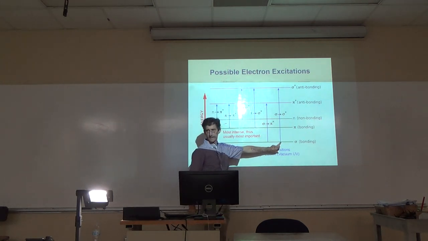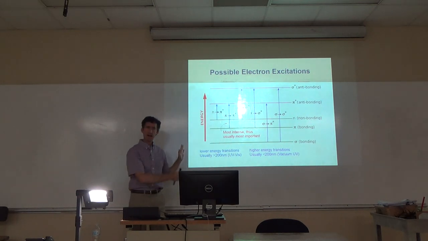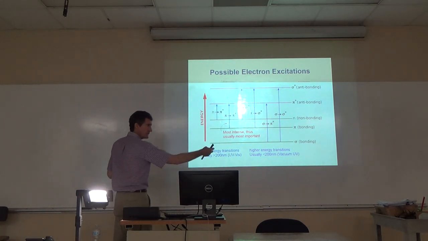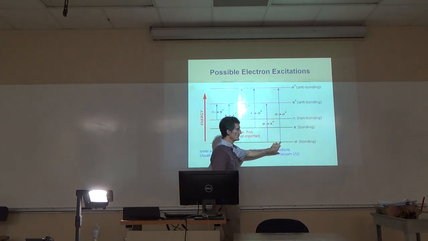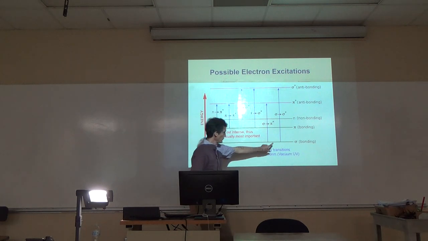The one on the far right. That requires the most energy. In terms of light, would that be long wavelength or short wavelength? What type of light would do this? Because everything's quantized, shorter wavelength light is going to be needed to do this transition.